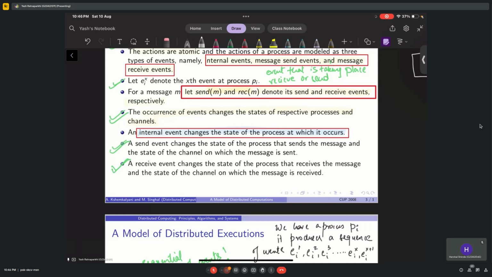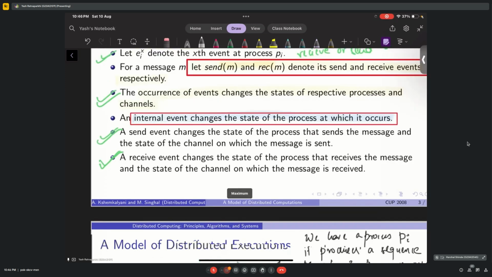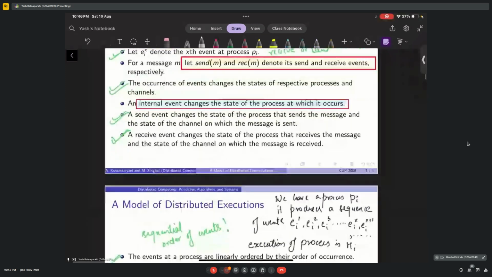What is a send event? A send event changes the state of the process that sends the message and the state of the channel on which it is sent. Look, what will the send do? First of all, it will update the state of that particular process, the place where it started sending. After it has sent, the point where it is received, the state of that receive event will also get updated. I hope this is getting clear to you. It is not tough to understand, just simple terms.